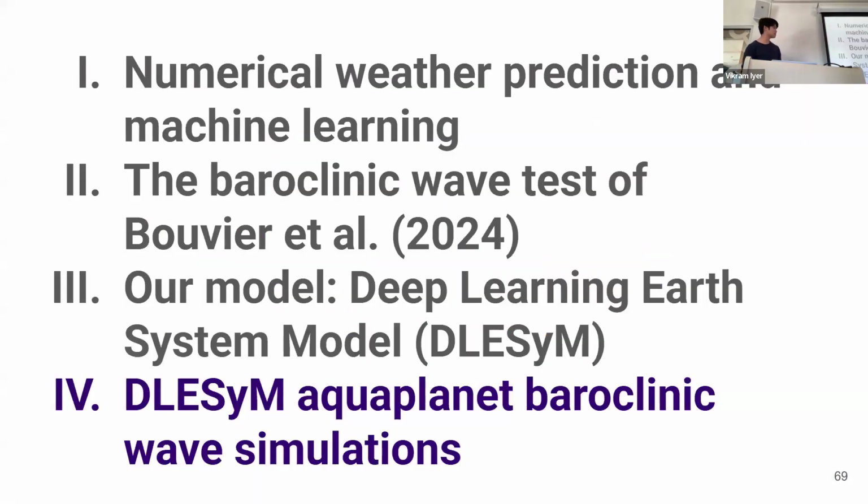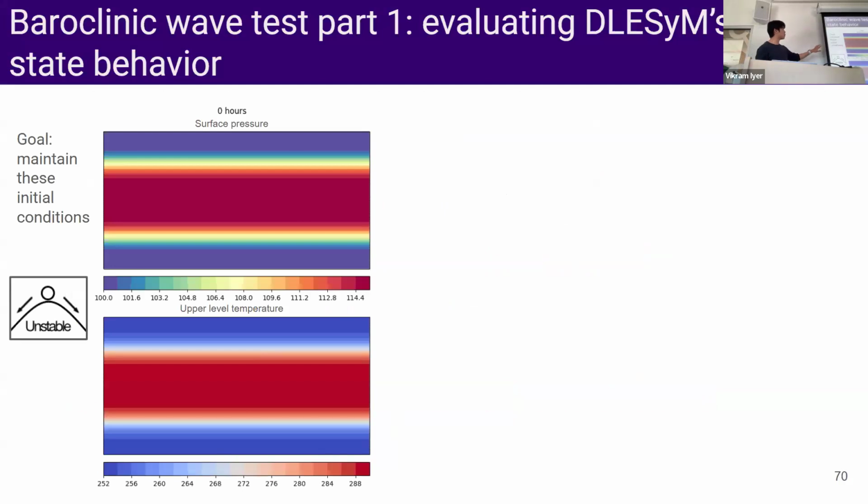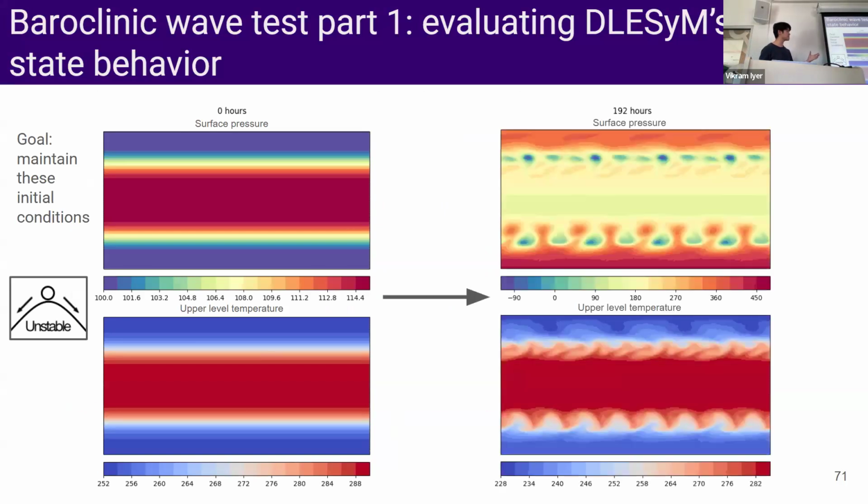Okay, so let's talk about some results. Here we have part 1 of the test. Here's our surface pressure and our upper level temperature field. And recall that the goal is to maintain these conditions as long as possible. So here's 0 days, and here it is at 10 days or 8 days. What you notice is that we didn't do a very good job of maintaining the initial conditions. Something's gone very wrong on the right. But there's still something interesting to talk about here because it's a very regular pattern.